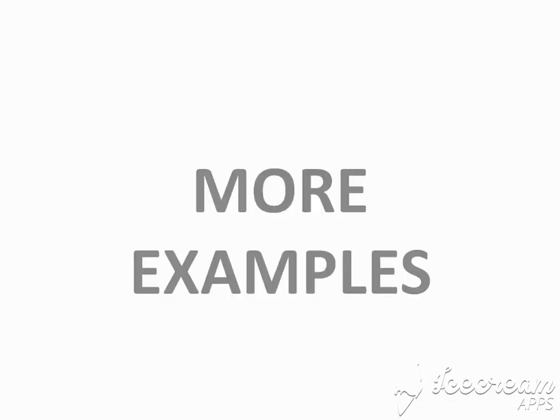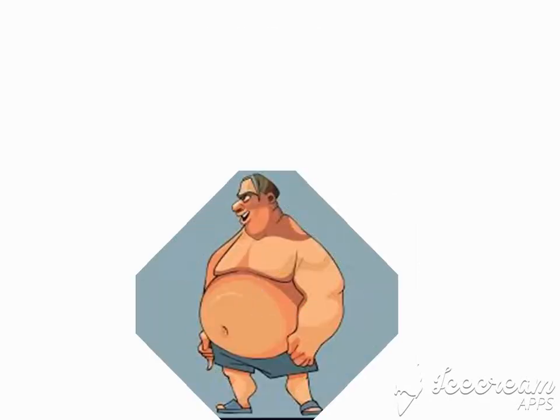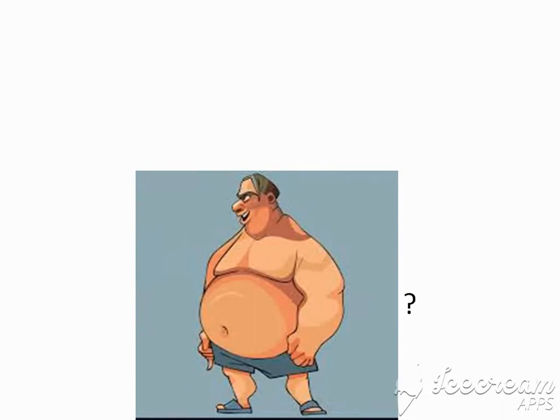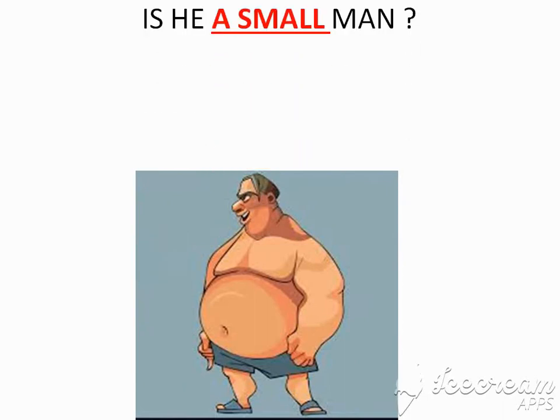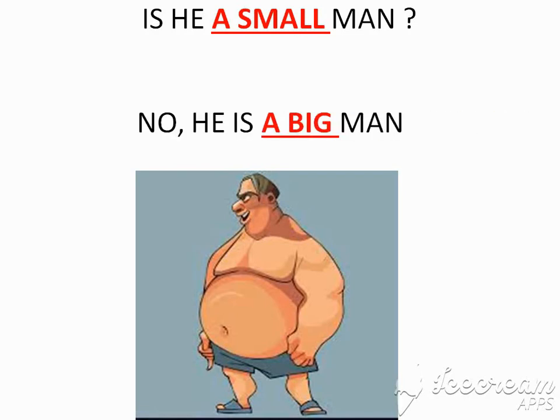Let's do now more practice with more examples to understand the adjectives. In the picture we have a man. So, is he a small man? No, he is a big man. So we use two adjectives, small and big. They are used before the noun man.